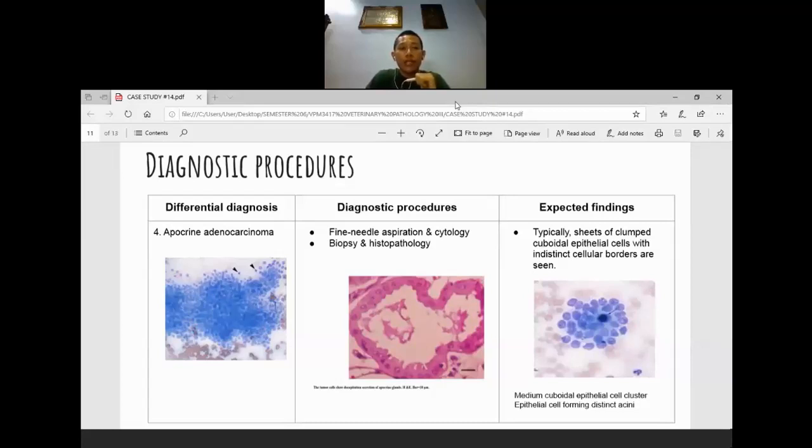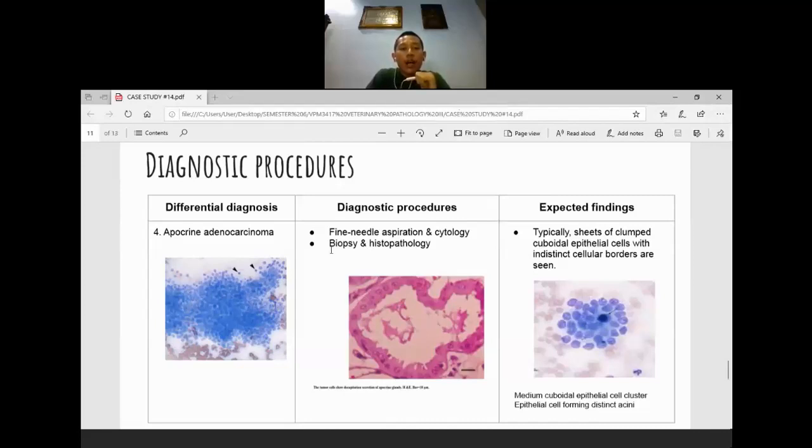I'm now going to proceed with our last differential diagnosis, that is apocrine adenocarcinoma. In dogs, we usually see this in the perianal area, which is where the anal sac glands are. Therefore, we call it an anal sac apocrine gland adenocarcinoma.